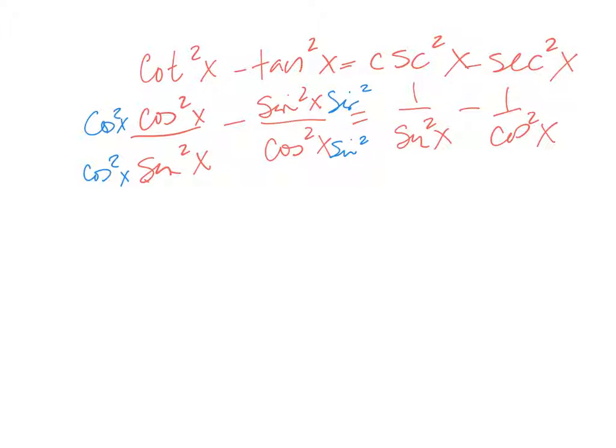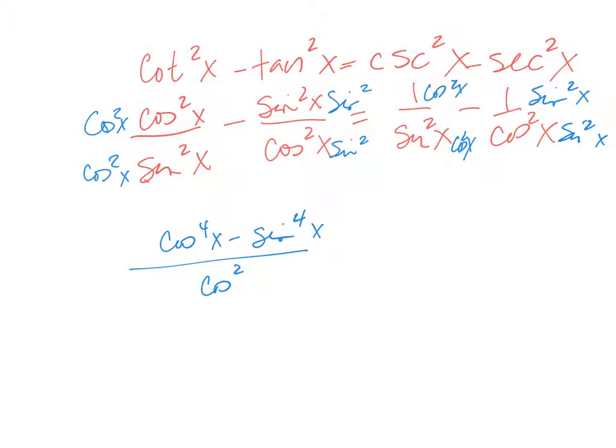Wait, is this coming from the other side? I'm finding a common denominator for that left side of the equal sign. On the right side of the equal sign, I'm going to put a cosine squared and a cosine squared and a sine squared and a sine squared. All right, so now on the left side, I have cosine to the 4th minus sine to the 4th over cosine squared, sine squared, equals cosine squared minus sine squared over cosine squared, sine squared.